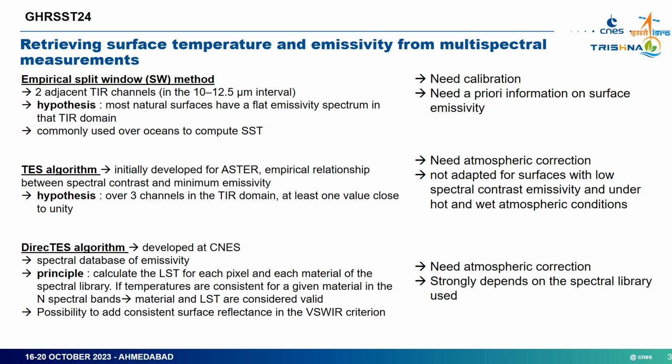This algorithm, TES, was initially developed for the ASTER sensor and relies on surfaces' empirical relationship between the spectral contrast and the minimum emissivity of the observed spectra. To run, TES requires first an atmospheric correction, and it is known that this algorithm is not adapted for surfaces with low spectral contrast such as vegetation or water.